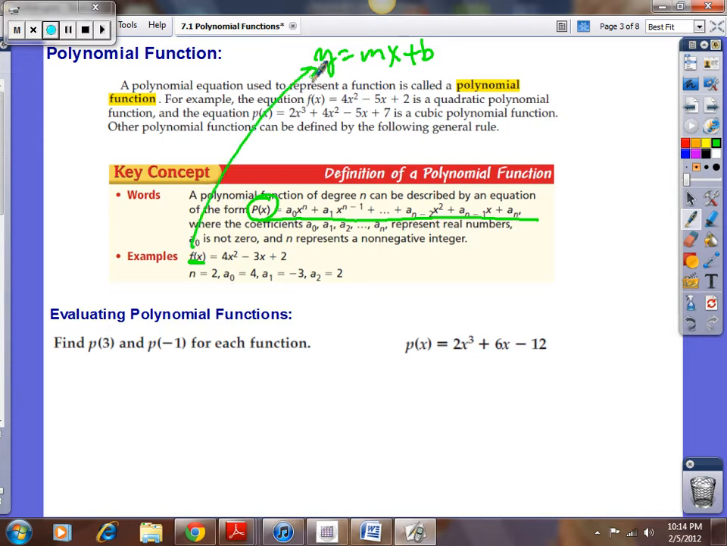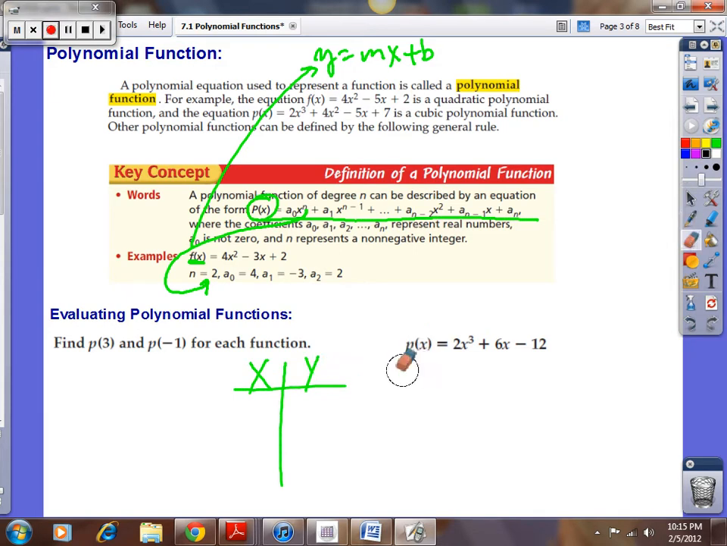So it's really y equals 4x squared minus 3x plus 2, and then they tell you the n in this guy, that's just the exponent, so the n is 2. A to the sub-0, that's the leading coefficient, so the leading coefficient's 4. So you just kind of see how they match up. But we need to remember, we're going to use function notation, and remember that's the same thing as y. So evaluating polynomial functions, find p of 3 and p of -1 for each function. So p of x, this is the function notation, this is the same thing as y, and what they really want you to do is make a table, an xy table.